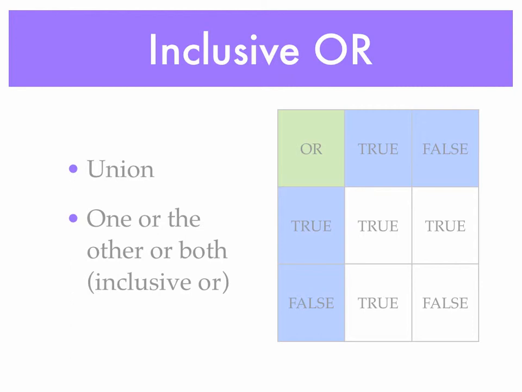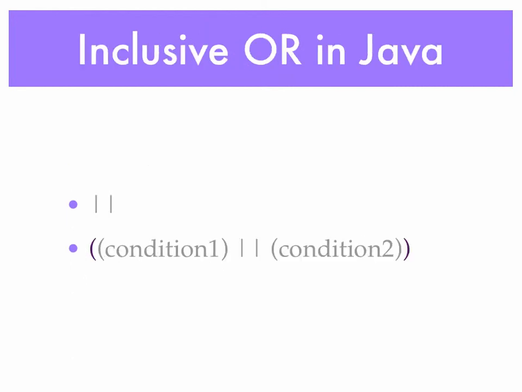The second operator is the or, and here I have the inclusive or. It looks at the union, and the inclusive or tests my two conditions. If one or the other or both of my conditions are true, I return true. If both of my conditions are false, I return false. So I return true if and only if one or the other or both of my conditions are true. This is the inclusive or. And the symbol for the inclusive or in Java is the double pipe, or the pipe. You'll find that above the backslash on your keyboard.